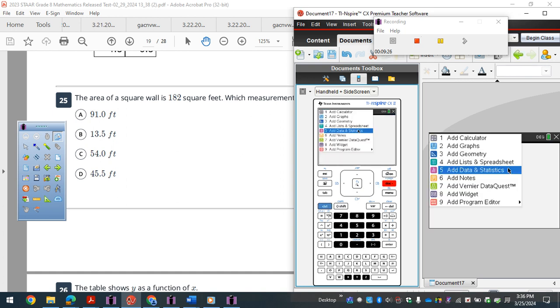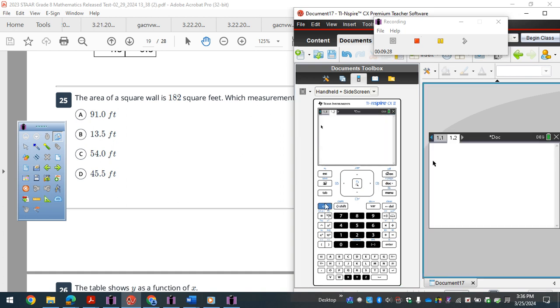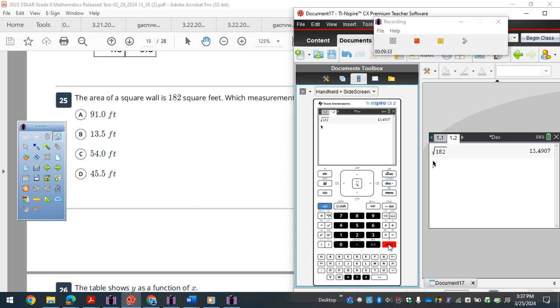New thing. Square root of 182. About 13.4. There it is, about 13.4. Now, yeah, about 13.5. Perfect.